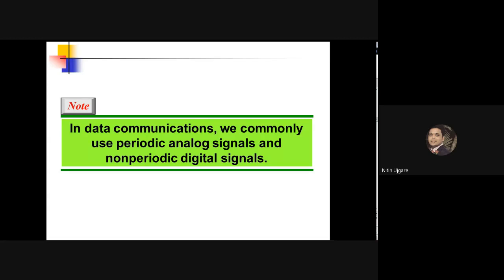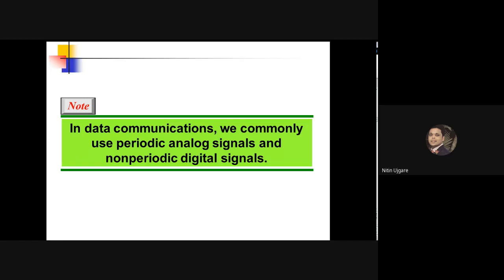Hence, both analog and digital signals can be periodic or non-periodic. But specifically, in data communication, periodic analog signals and non-periodic digital signals are preferred over non-periodic analog signals and periodic digital signals, right? Why do we prefer the periodic analog signals and the non-periodic digital signals?